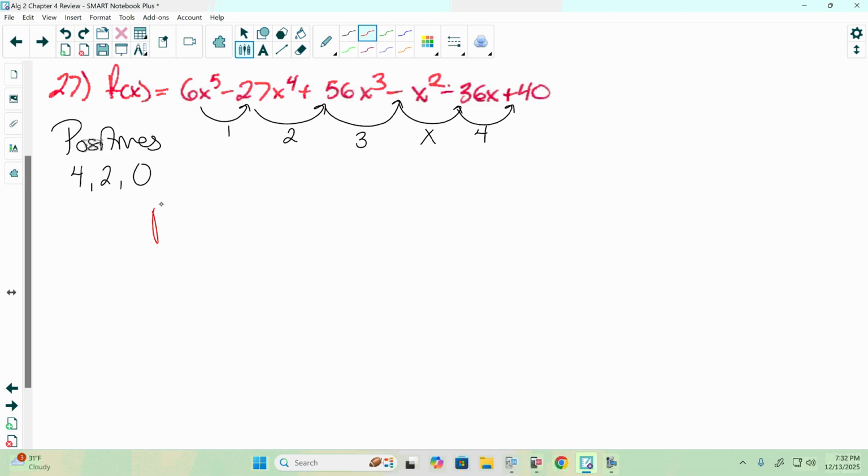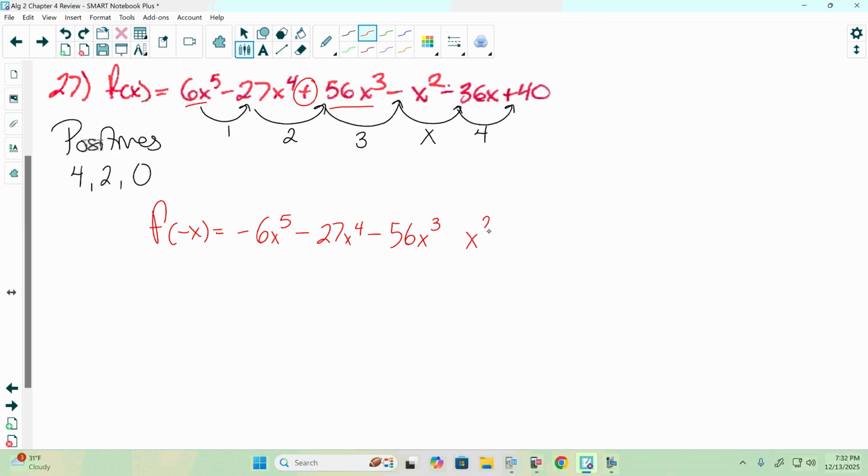Now to find the negatives, we need to look at f of negative x. And as I said, if the exponent is odd, change the sign. If the exponent's even, leave it alone. So 6x to the 5th, because the 5th power is odd, we have to change it from positive to negative. Our next one is 27x to the 4th. 4th power is even, so we're going to keep it the same. Since it was negative, it's going to stay negative. Our next term is 56x cubed. 3rd power is odd, so we have to change the sign. It was positive. It's now negative.